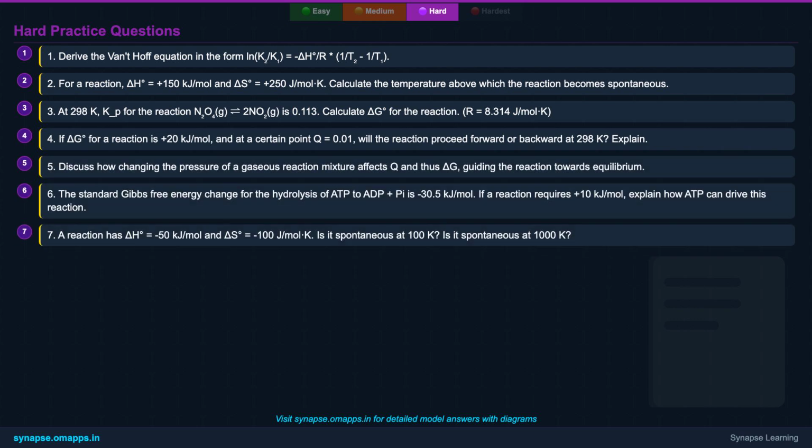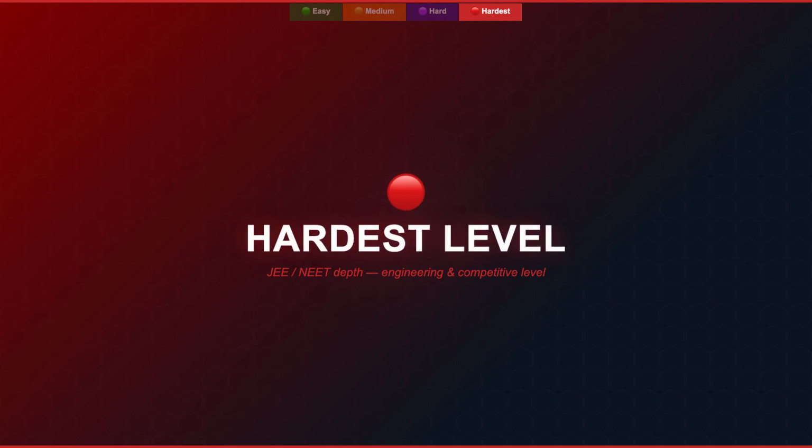These questions will challenge your analytical skills and require you to connect different thermodynamic concepts. Focus on the derivations, the implications of the Van 't Hoff equation, and the interplay of ΔH°, ΔS°, and temperature. Take your time, think critically, and apply what you've learned. Prepare for the ultimate challenge.